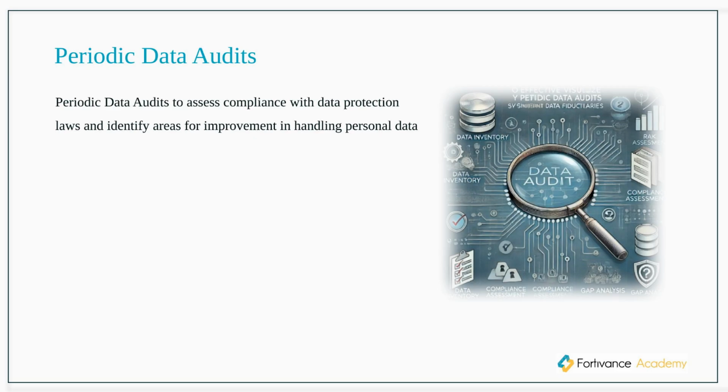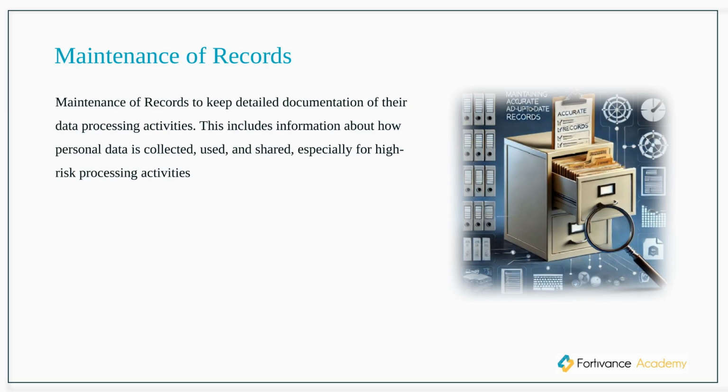the DPDP Act. Under the DPDP Act, organizations, especially significant data fiduciaries, are required to maintain detailed records of their data processing activities. But why is this so important? First and foremost, keeping accurate records helps ensure transparency. It allows organizations to track what personal data they collect, how they use it, and who they share it with. This level of documentation is essential for building trust with data principals, those individuals whose data is being processed.